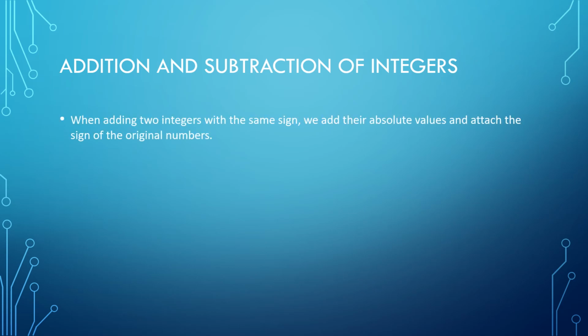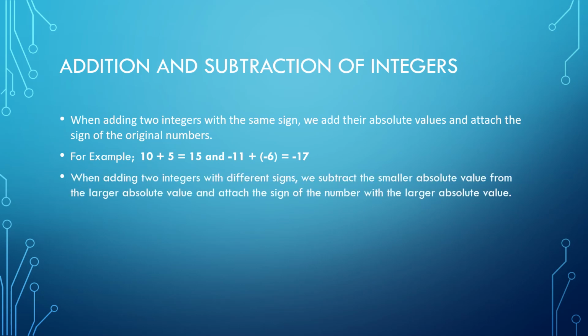When adding 2 integers with the same sign, we add their absolute values and attach the sign of the original numbers. For example, 10 plus 5 equals 15, and -11 plus -6 equals -17. When adding 2 integers with different signs, we subtract the smaller absolute value from the larger absolute value and attach the sign of the number with the larger absolute value. For example, 4 plus -8 equals -4, and -3 plus 5 equals 2.